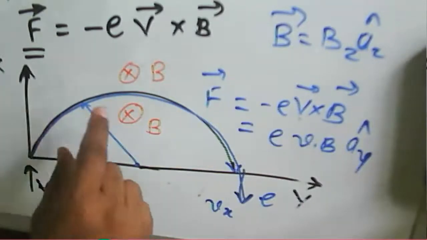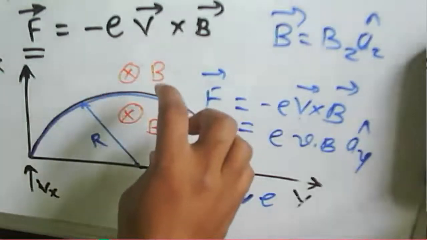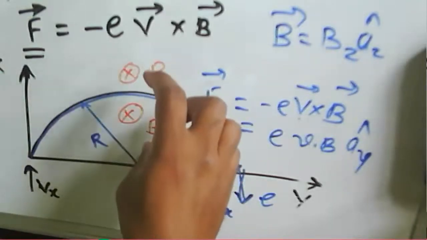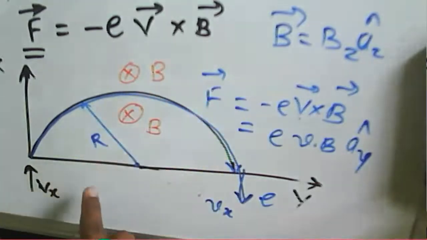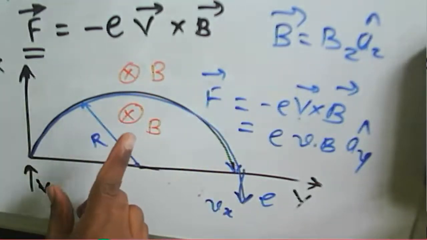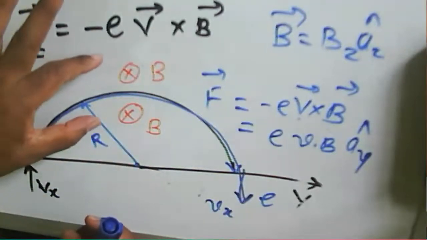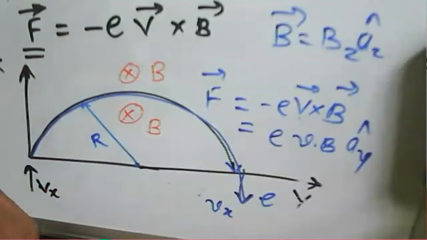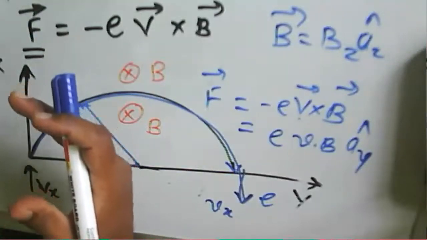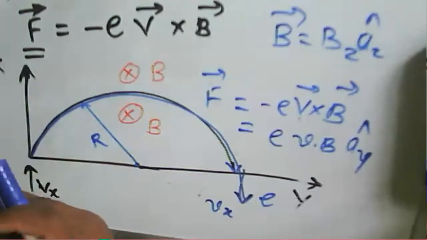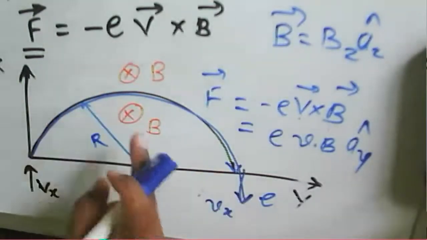Now consider that the force is a constant, and that the magnetic field is a constant. But what happened here? The electron motion changes because of this magnetic field. Now what happened? The electron experienced a force by the magnetic field. Because of that, it is moving in a circular path.